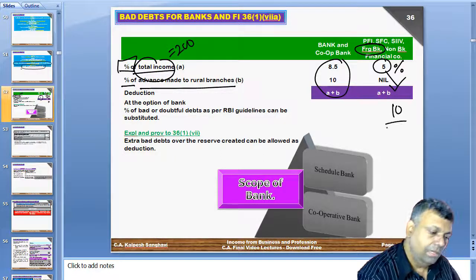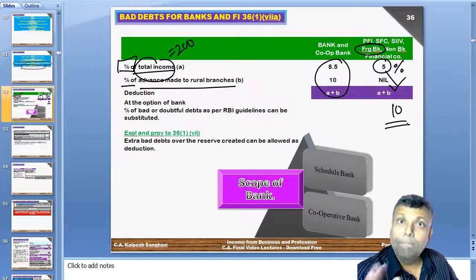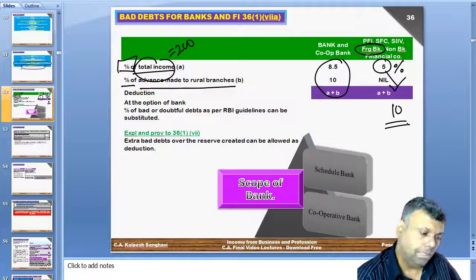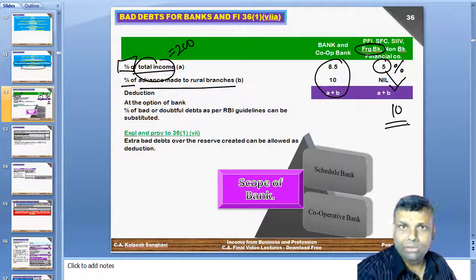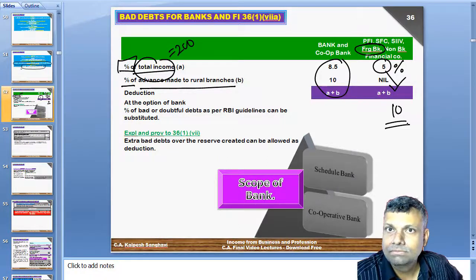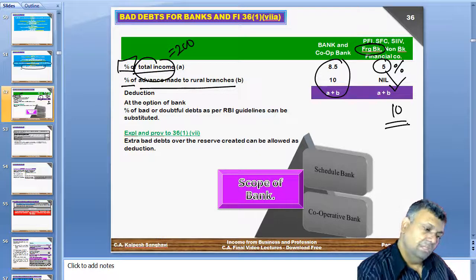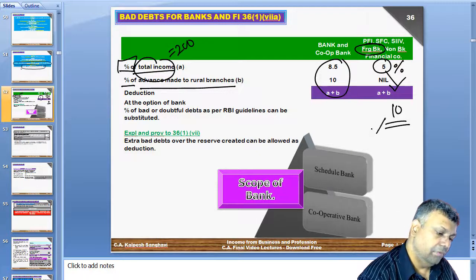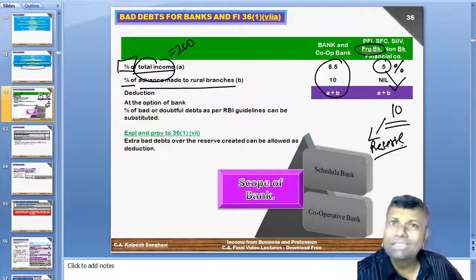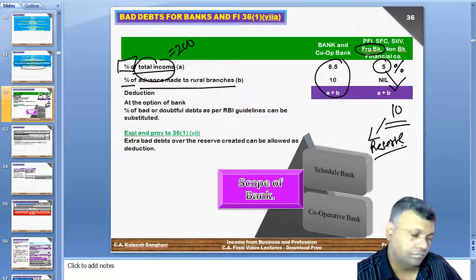Okay, this 10, you will get the deduction by creating a provision. And this is year wise. So every year you take 5%, 5%, 5%. That way. Is that okay? So this will be in the form of a reserve actually, or you can call it a reserve for bad debts.